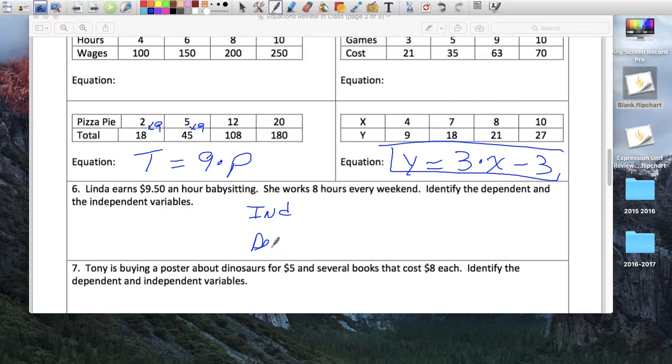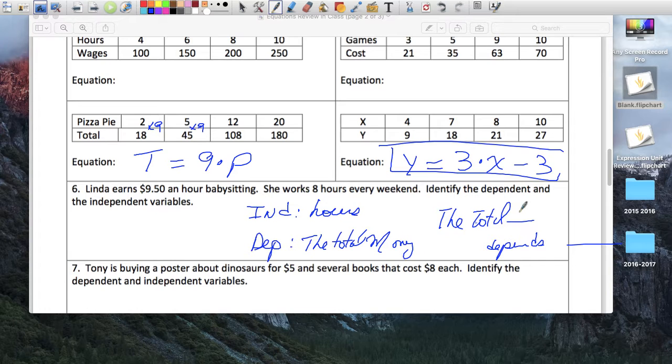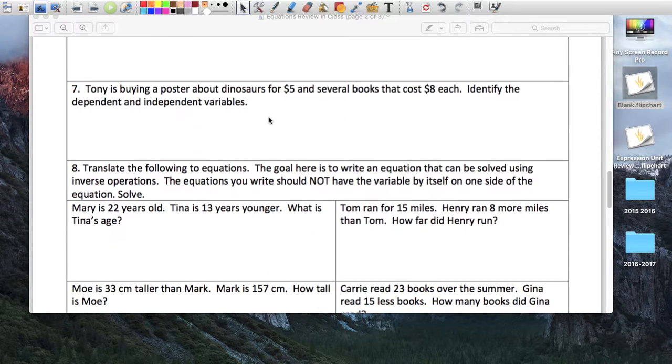Independent, dependent. Okay. The total something depends on something, right? So she makes $9.50 an hour. She works 8 hours every weekend, and identify the dependent, independent. The independent is the hours, and the dependent is the total money, the total earnings that she makes. So the total money that she makes depends on the hours. Okay. It's not asking to create an equation, it's just asking to identify the dependent and independent.